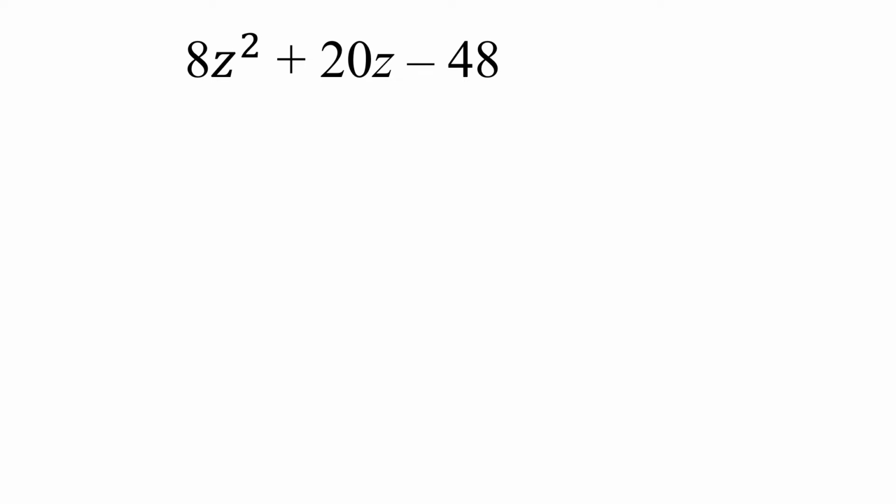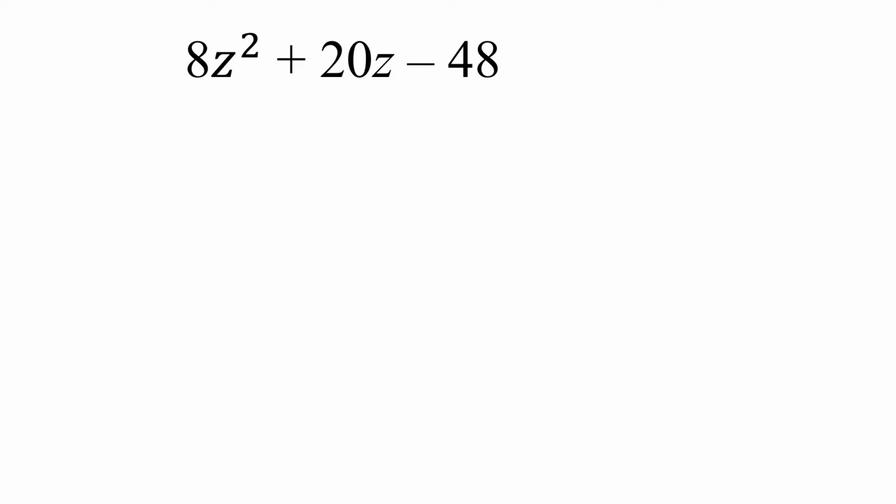When you look at the coefficients and the constants, or the numbers in front of the variables, we have an 8 for this trinomial, a 20 and a 48. Sometimes they do have a common factor that you can factor out. Now you always want to factor out the greatest common factor that you can find, and you're going to put that outside a parenthesis.